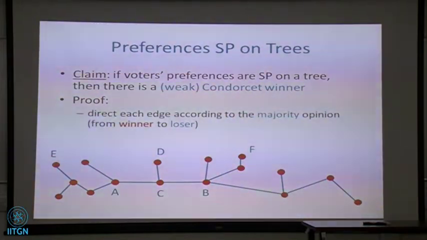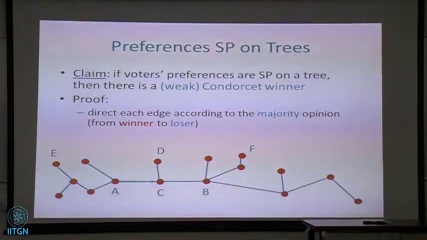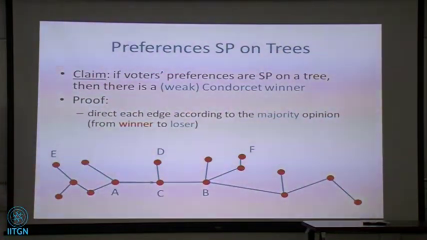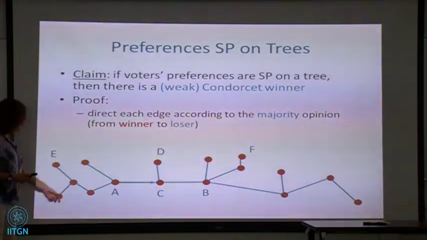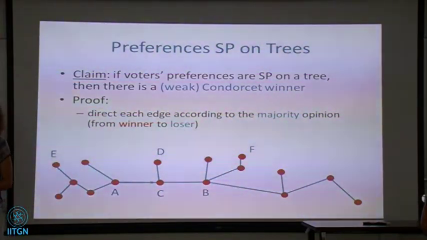Let me direct each edge according to the majority opinion, from the winner to the loser, like I do with the tournament graph, so I can do it with the tree. Let me look at this one specific edge that I've directed, A to C. I claim that there is a source, a vertex with no incoming edges. Why? Basically because it's a tree. If you start at a leaf, either the leaf has no incoming edges, or it has incoming edges, and we cut off the leaves and continue, and eventually we'll get to a vertex with no incoming edges, because there are no cycles.